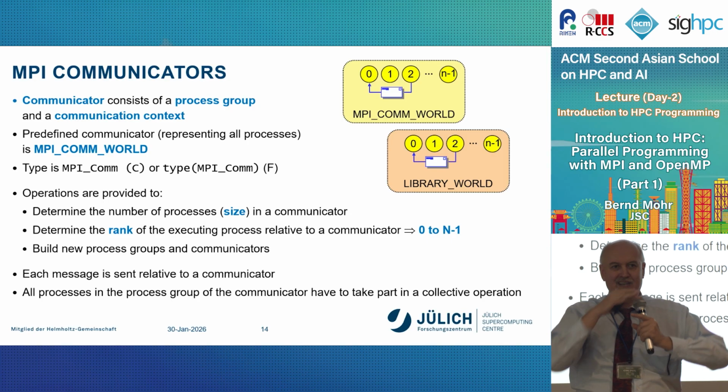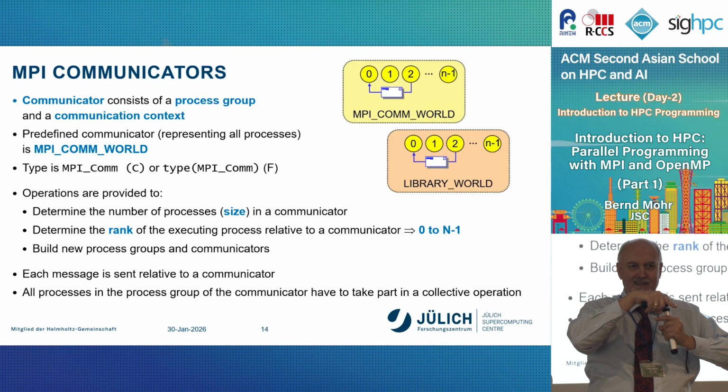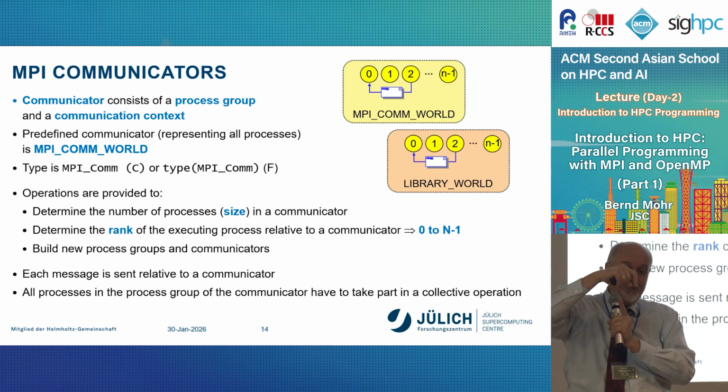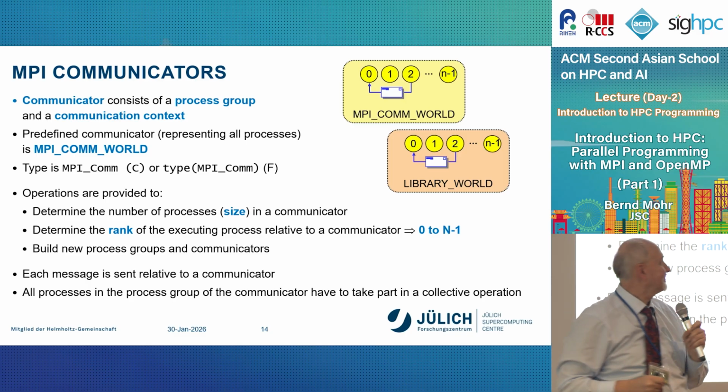And this together is a communicator. So it's a communication context. It says who is communicating for which purpose. And then there's another communicator. It could be a different group of people, but it could be the same group of people doing something else.